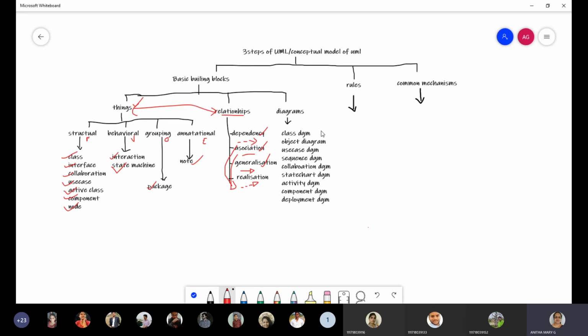Then moving on to diagrams. Just remember the first two are static diagrams, and the next five are dynamic diagrams. The last two are physical diagrams. Among these, sequence and collaboration put together are called interaction diagrams. I want everyone to be perfect with these things.